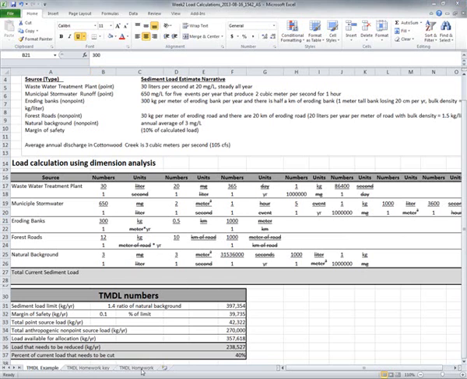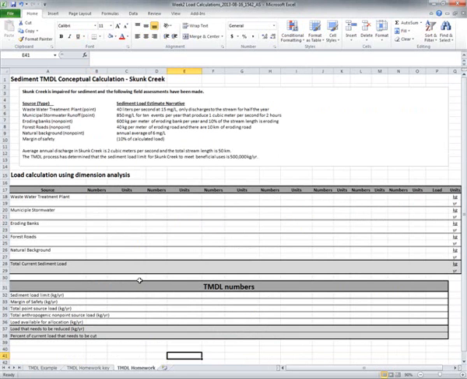So that's the first worksheet. You'll have two worksheets in your Excel spreadsheet. This is very parallel for Skunk Creek. We have the narrative up here describing the different types of sediment sources to Skunk Creek and the data about the amount of sediment coming in, in terms of the way that you might collect the data. And then this load calculation area down here is blank.